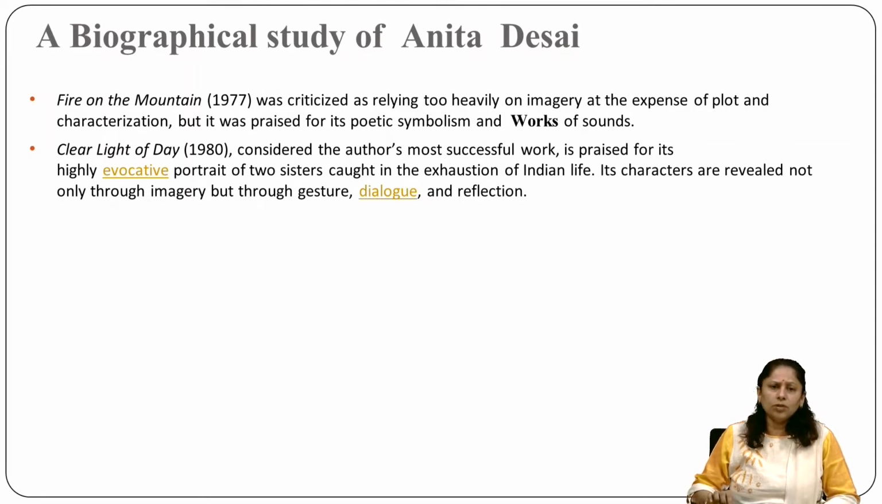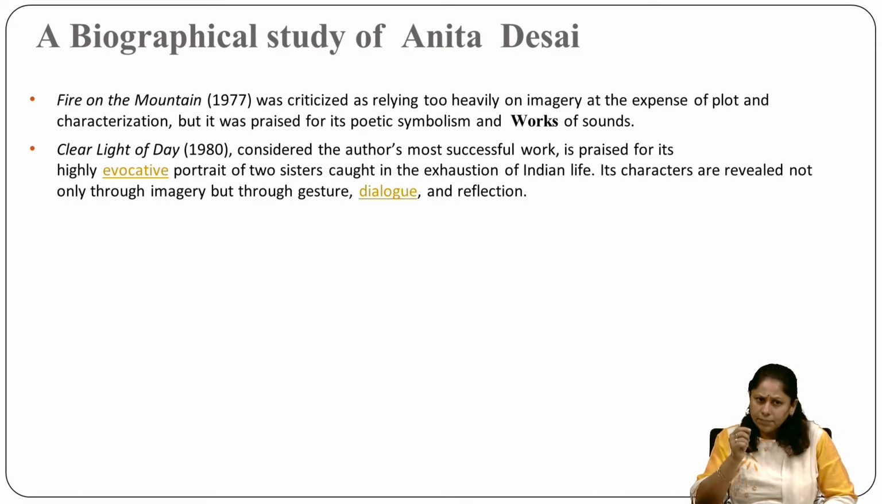Fire on the Mountain, which was published in 1977, was criticized as relying too heavily on imagery at the expense of plot and characterization, but it was praised for its poetic symbolism and works of sounds. So there is a novel, Fire on the Mountain, which shows the psychological trauma of characters. It is much more about psychology of individual human beings, as if you might have learnt a stream of consciousness technique in Victorian literature. Same kind of psychological trauma and psychological understanding and characterization is found in this novel, Fire on the Mountain.